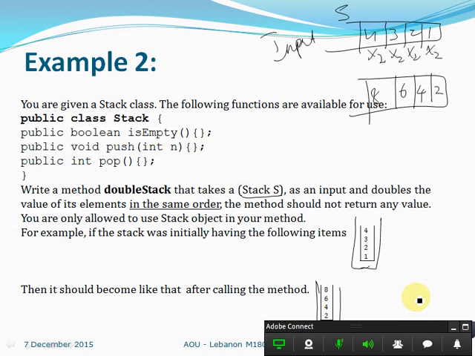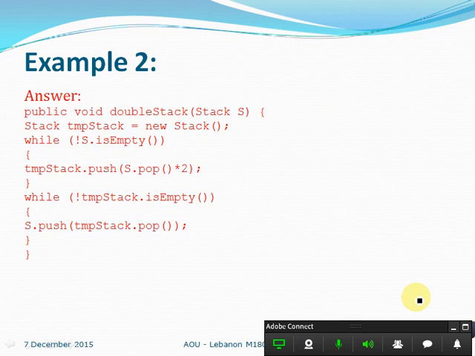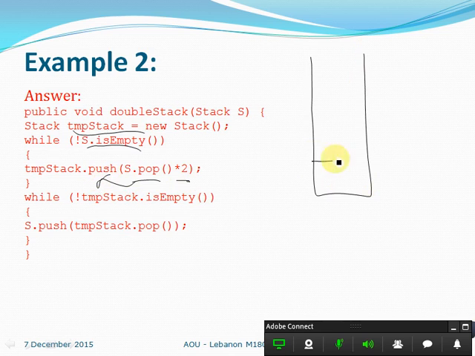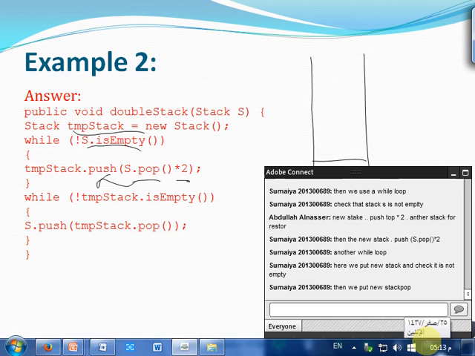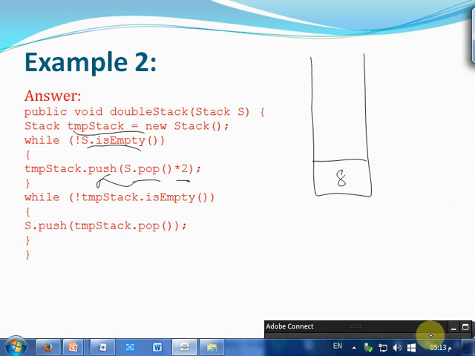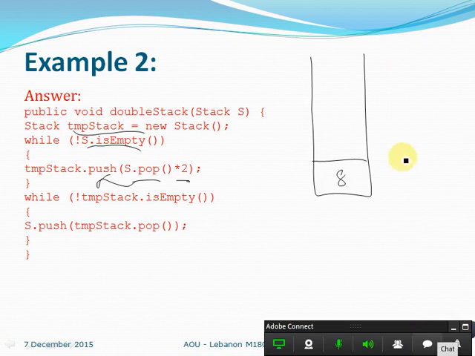Yeah, that's good. And the idea is very clear. So here we'll take a temporary stack. Until the stack is empty, we pop the element and multiply by 2, and that element is pushed into the temporary stack. The first element to be popped from the stack S.